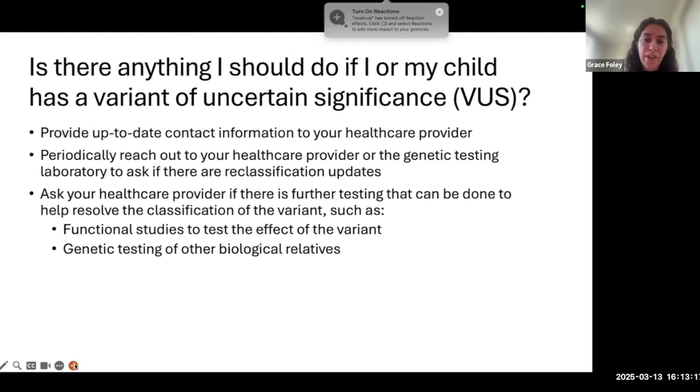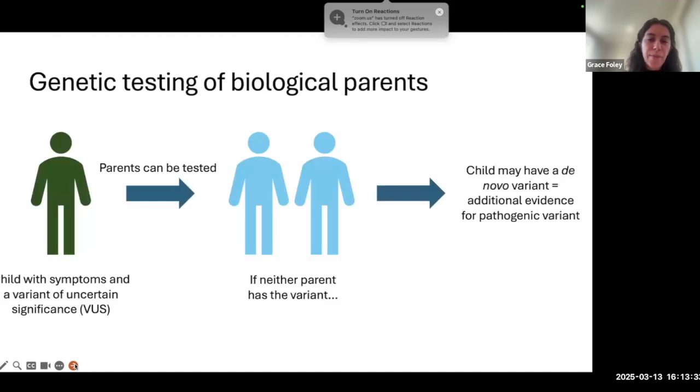You can also ask your healthcare provider if there is further testing that can be done to help reclassify the variant. Testing known as functional studies may be able to test the effect of the variant, or it might be helpful to do genetic testing of other biological relatives. For example, if a child has symptoms of KCNT1-related epilepsy and genetic testing finds a variant of uncertain significance in the KCNT1 gene, it can be helpful to do genetic testing of both biological parents.